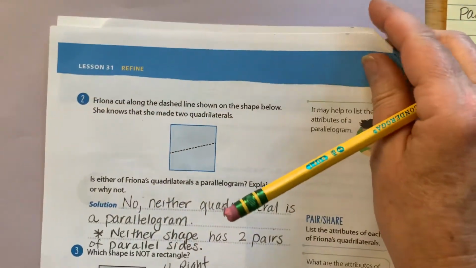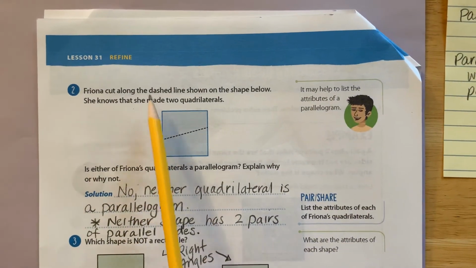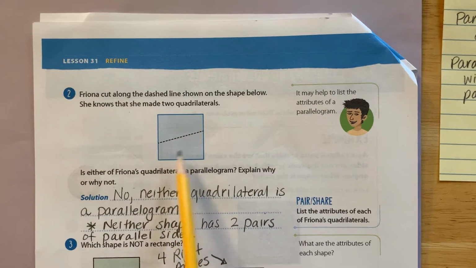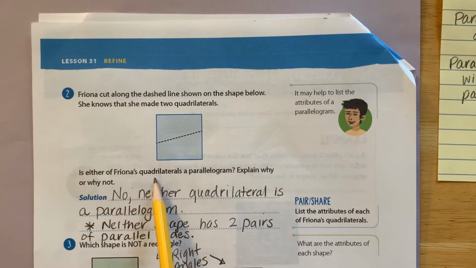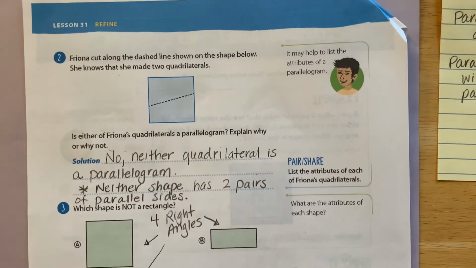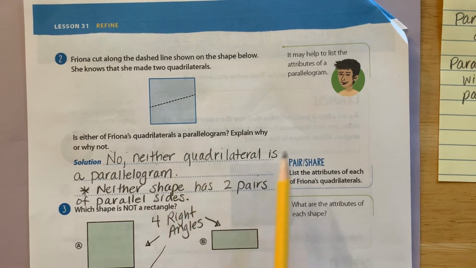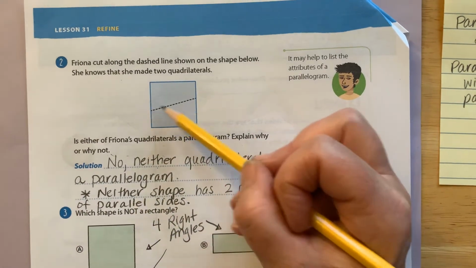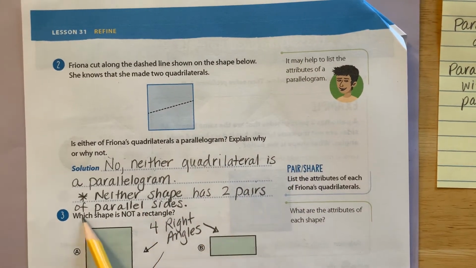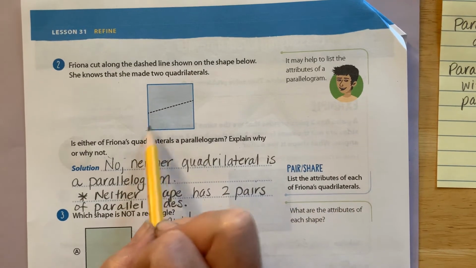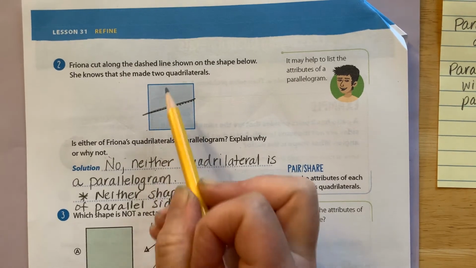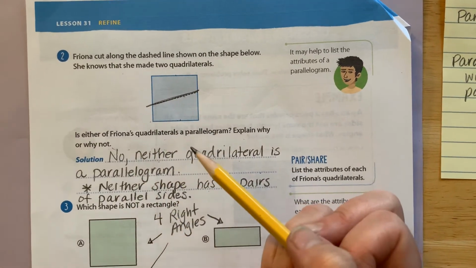Okay, here we go with number 2. Fiona cut along the dashed line shown in the shape below. She knows that she has made 2 quadrilaterals. Is either of Fiona's quadrilaterals a parallelogram? Explain why or why not. You should have said no. Neither quadrilateral is a parallelogram. So this is not a parallelogram, and this is not a parallelogram. Neither shape has 2 pairs of parallel sides. Notice since she cut that on a slant, that means the bottom is not parallel and the top is not parallel to it. So neither one is a parallelogram.